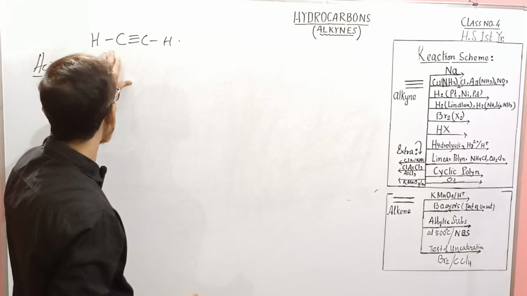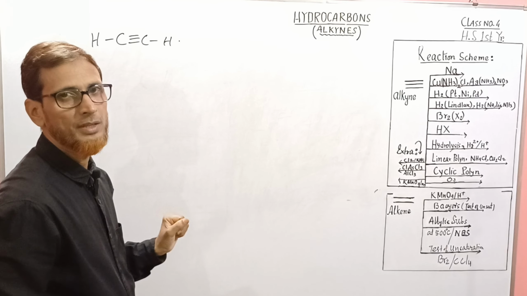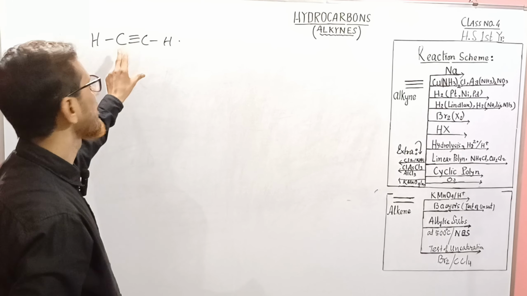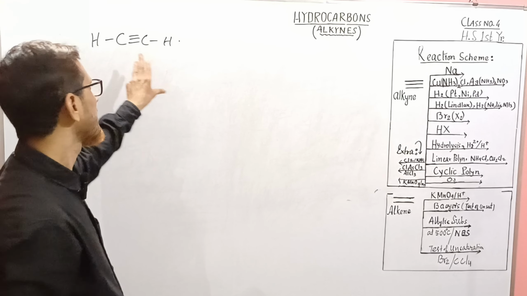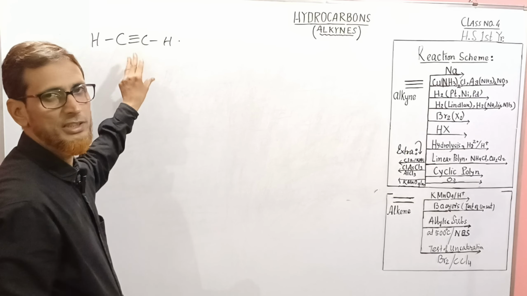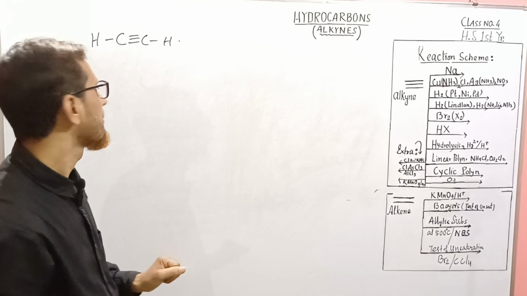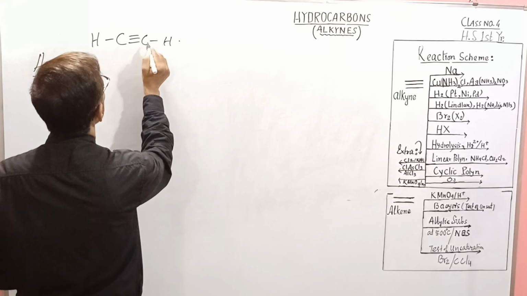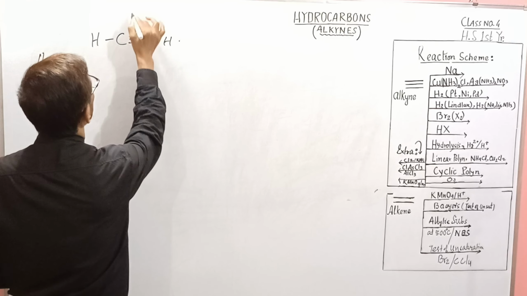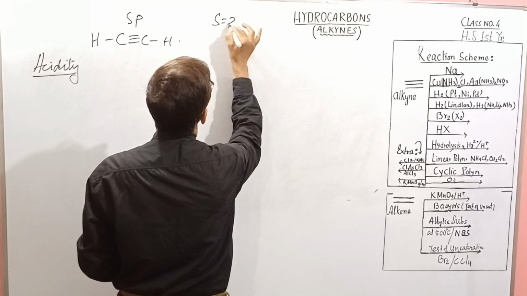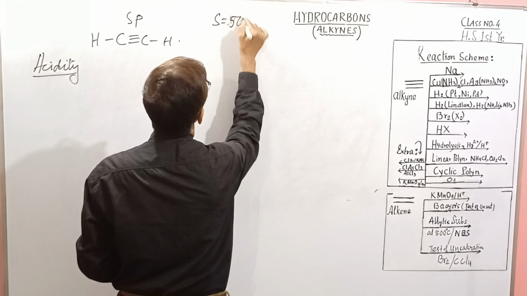So let us test the acidity of this one, whether it is an acid. Simply if you see it, you will never think that it is an acid, but it is an acid, though its acidity is low, meaning it is weakly acidic in nature. So if you think of s character, I have told you it is sp. In sp, s is 50%, the highest percentage.